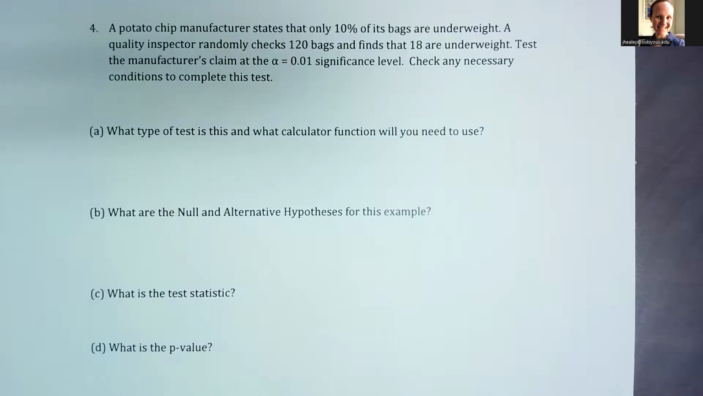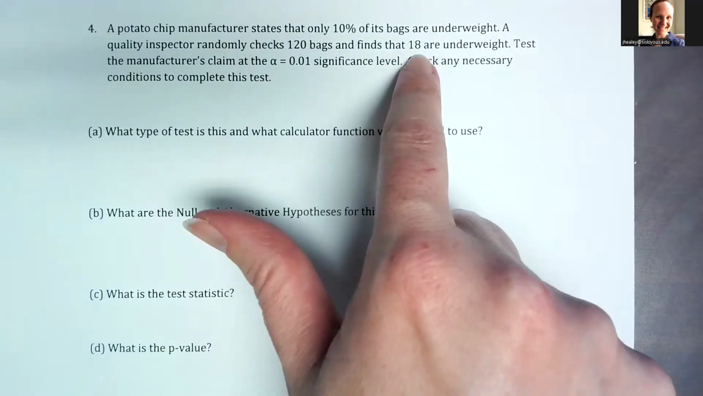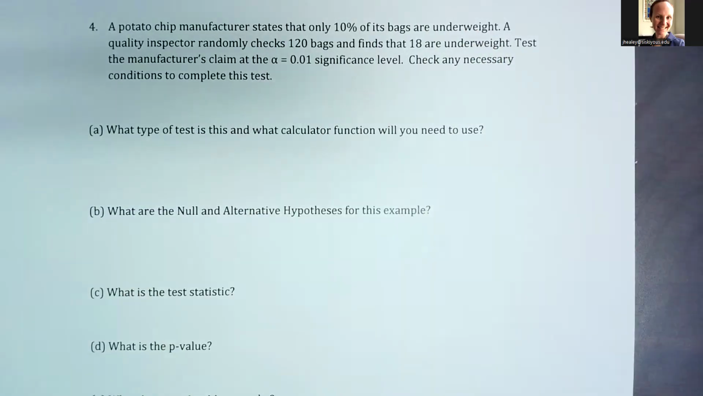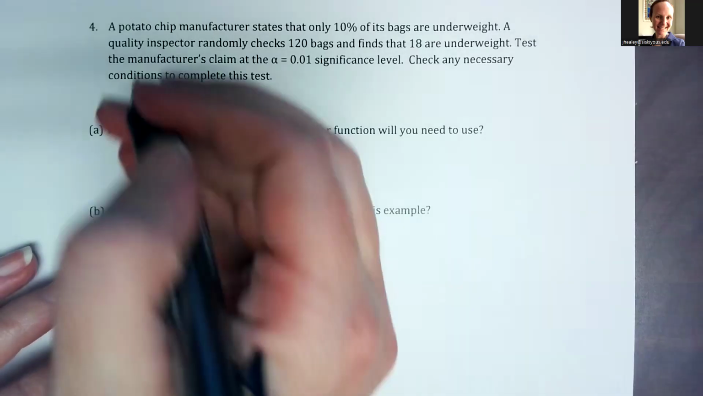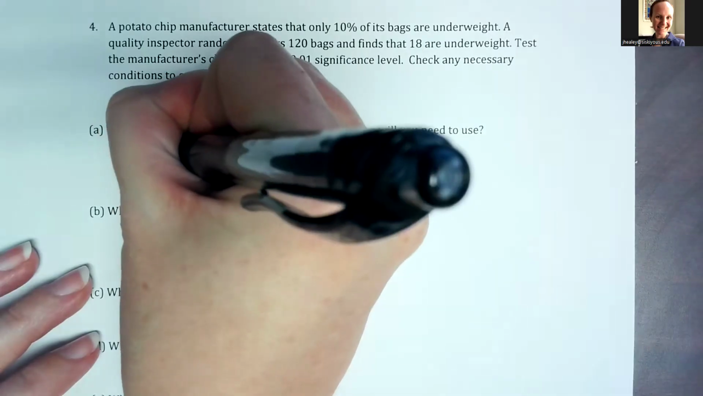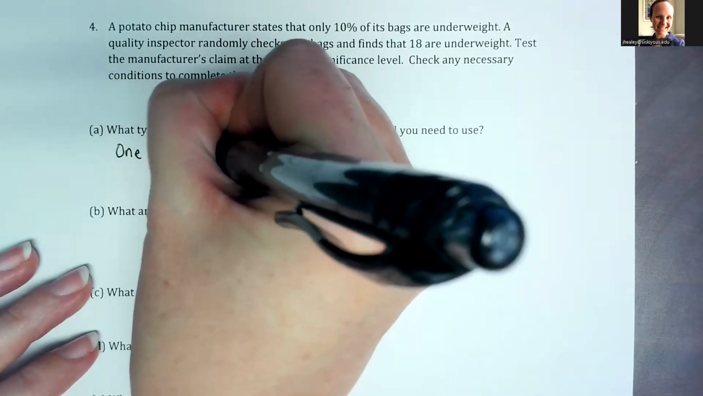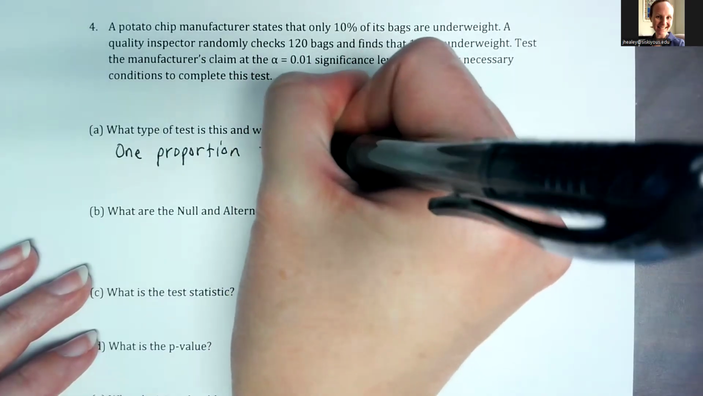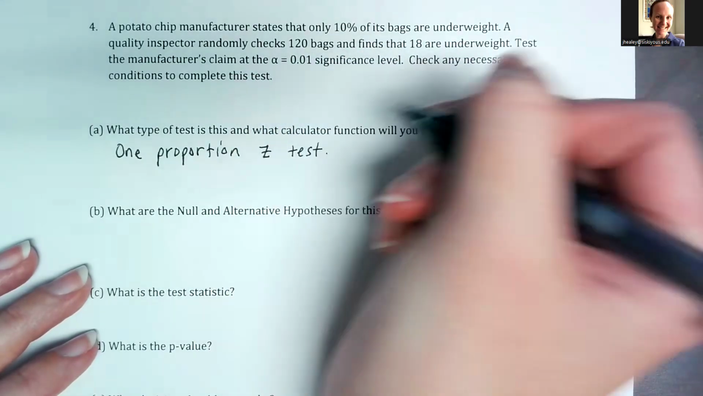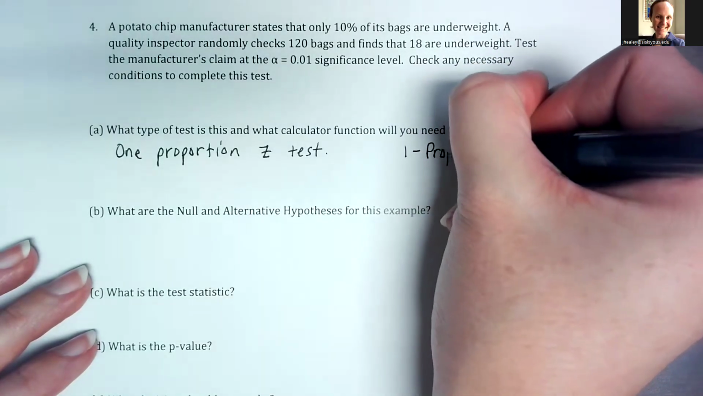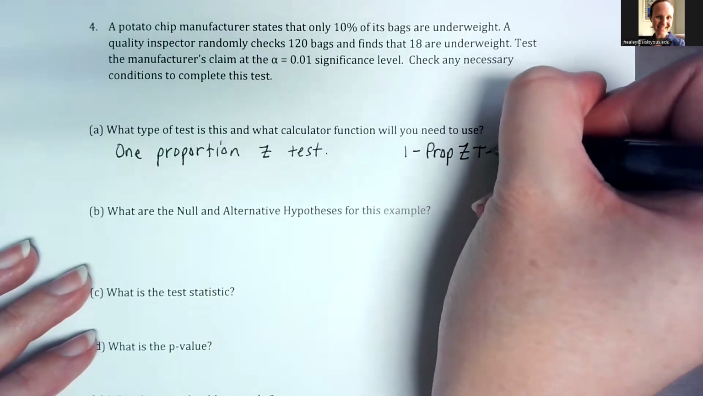Okay. So because we're talking about a certain number of bags that are underweight out of a total number of bags, we have a proportion going on here. We only have one proportion listed, so this is going to be a one proportion z-test. And so in the calculator, that's going to be 1-PropZTest.